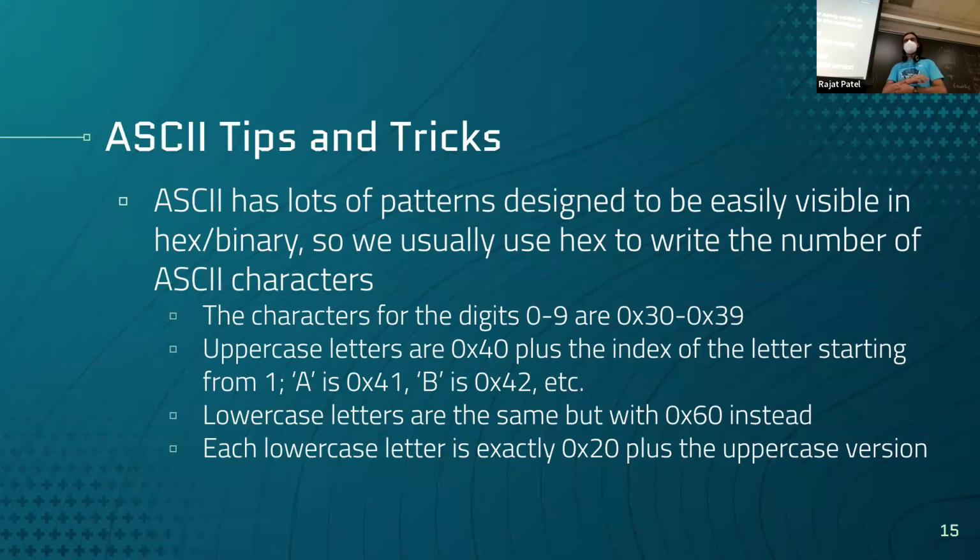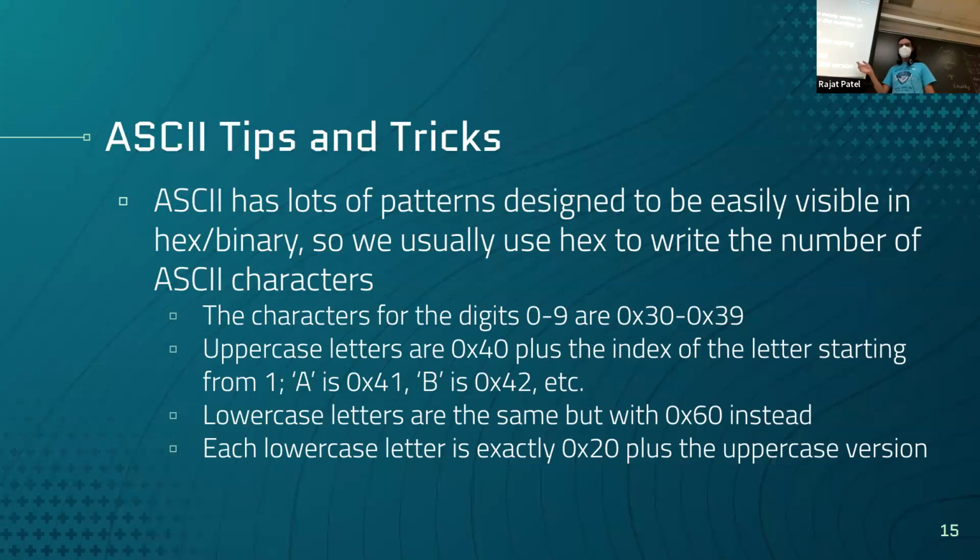So it's really common to use hex to write the number of an ASCII character. So for example, the characters for the digits 0 to 9 are just hex 30 to hex 39. So basically in hex, if you want the ASCII character code for a digit, you just add 3 in front of it. That's it.